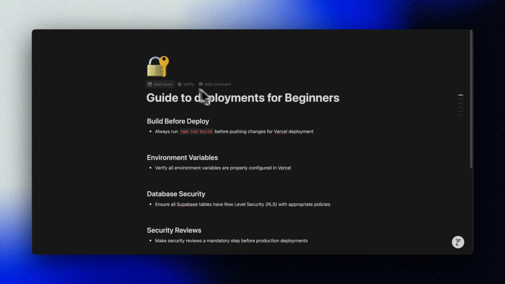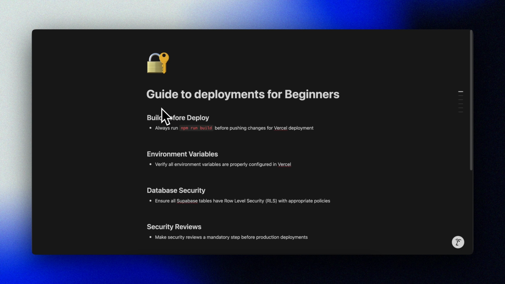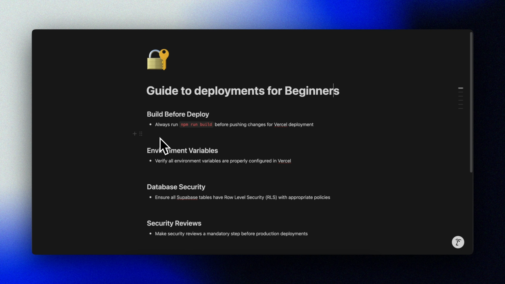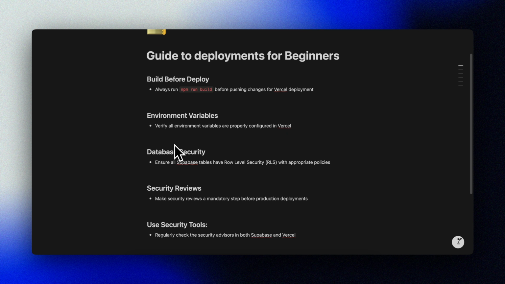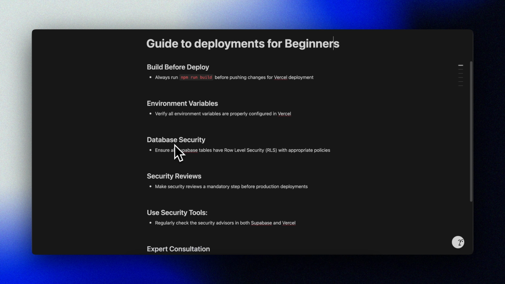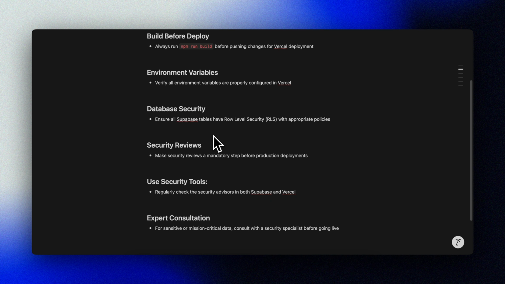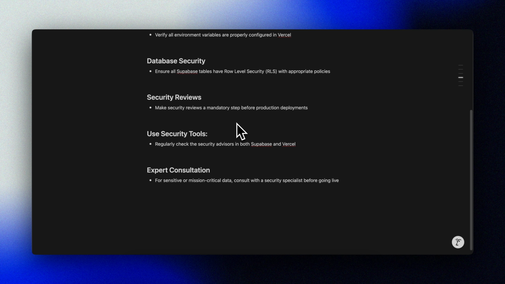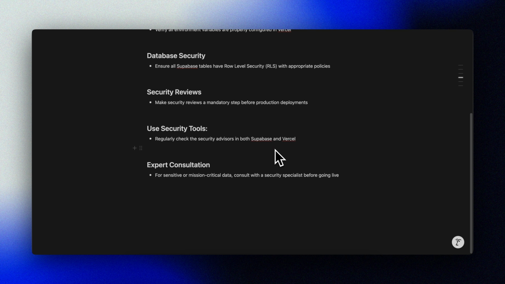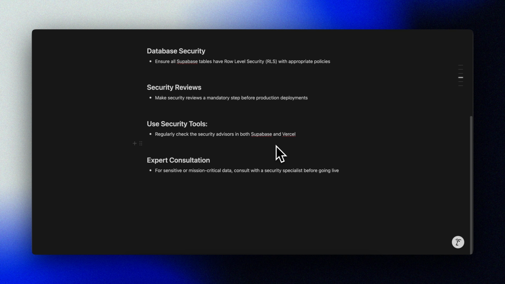So to recap some best practices for you. Always run npm run build before pushing a change that you want to deploy with Vercel. Make sure all environment variables are added properly to Vercel. Make sure all of your tables in Supabase have RLS turned on and proper policies defined. Make a habit of always prompting for a security review before deploying to production. Check the security advisory in Supabase and Vercel. And if you're dealing with mission-critical or sensitive data, consult that security guy before you go live.